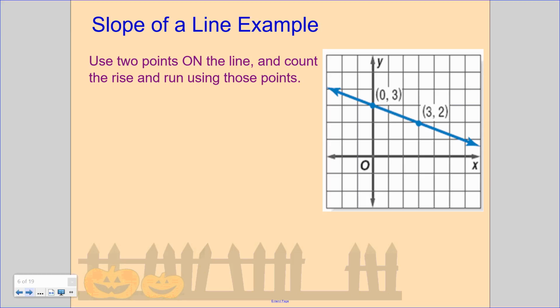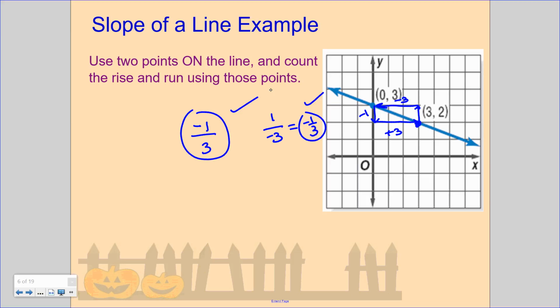Okay, so for this one, we should have risen, in my case, a -1, and ran a positive 3. The rise was -1, the run was positive 3, so the slope is -1/3. If you started at this point, you would rise up 1, run left 3, which is -3, still giving us a -1/3 slope, right? So we are all getting -1/3.